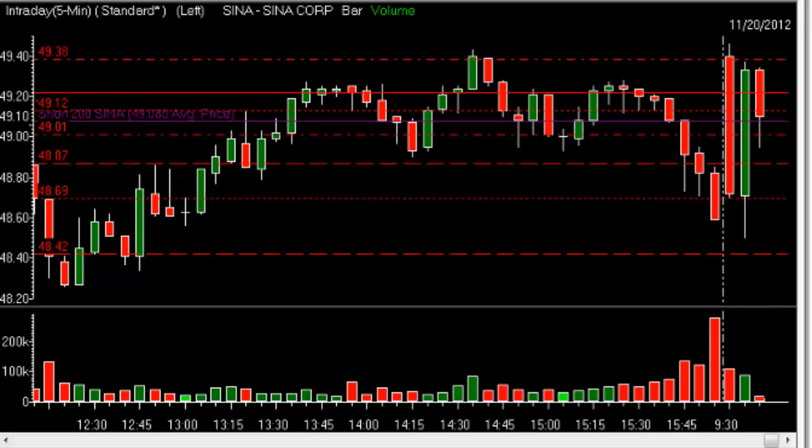Now that the entry is triggered, the first place that price is likely to inflect is going to be at the 49.01 area that we identified on the trading plan yesterday. Looks like we're just going to pop through that. 48.87 is the primary entry for the position.